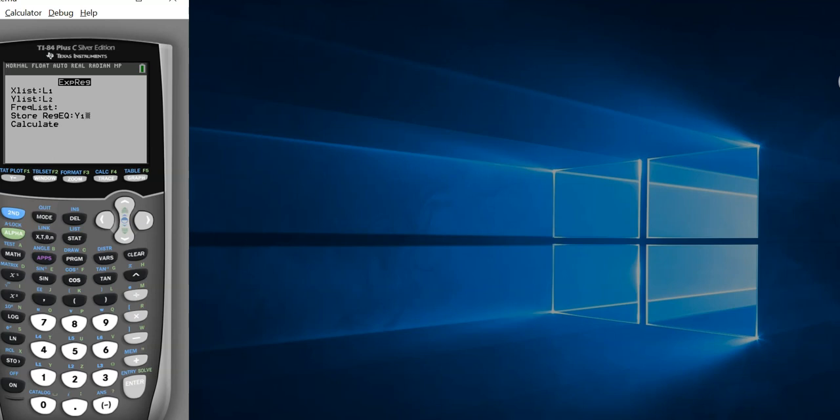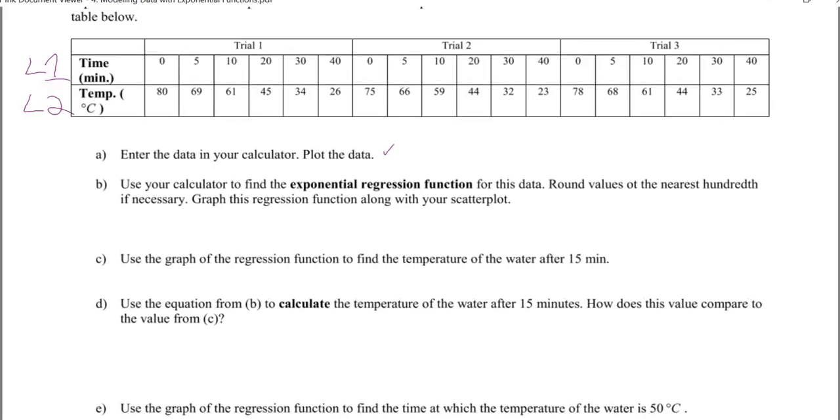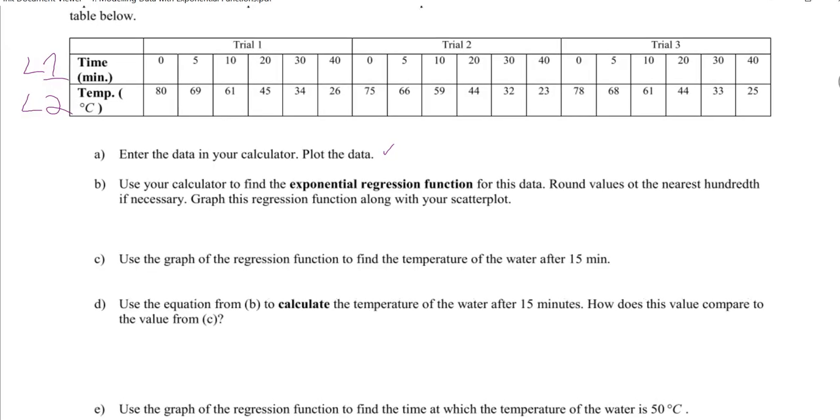So if you just hit enter, it's going to calculate, and for us, we're going to go to calculate and then hit enter. And it's going to say, I'm running the exponential regression, and it gives us the values. Does it say rounding? What does it say to round to? Nearest 100th? Okay, so 78.68. Graph, round values to the nearest 100th. Okay, so y is equal to 78.68, 0.97, I think, to the power of x.